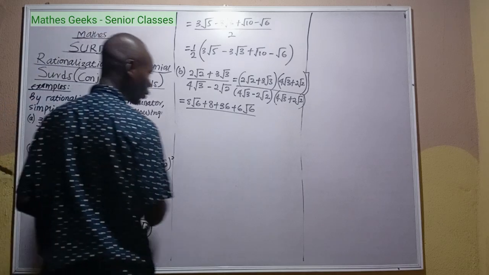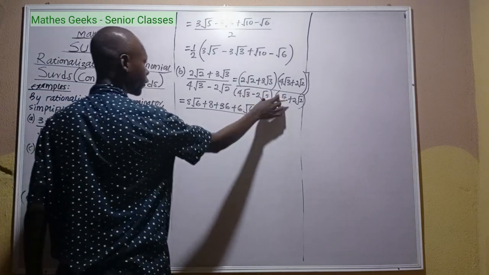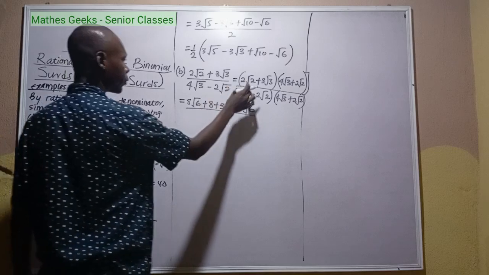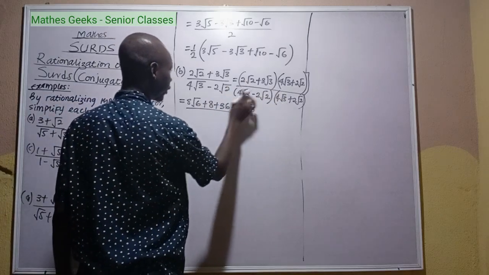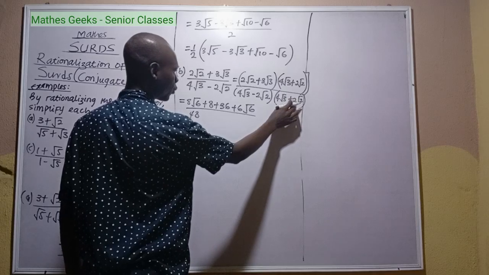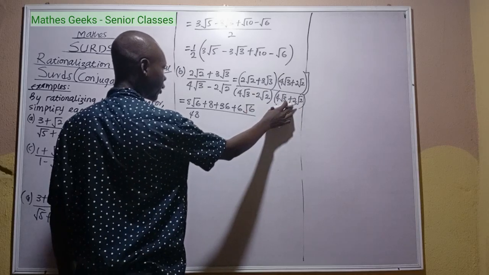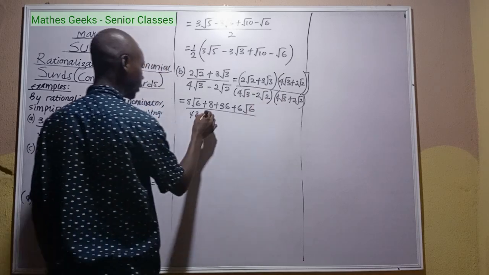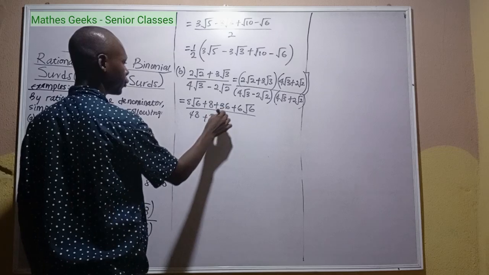Or we can also expand. So 4 times 4 is 16, and root 3 times root 3 is 3. 3 times 16 is 48. 4 root 3 times 2 plus 2. 4 times 2 will give us 8. Root 3 times root 2 will give us root 6. So that will give us plus 8 root 6.